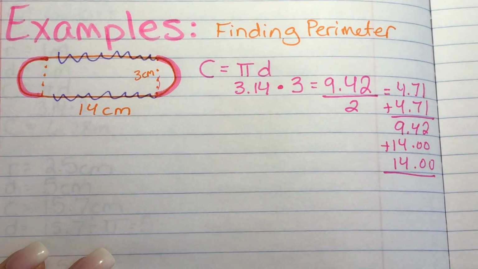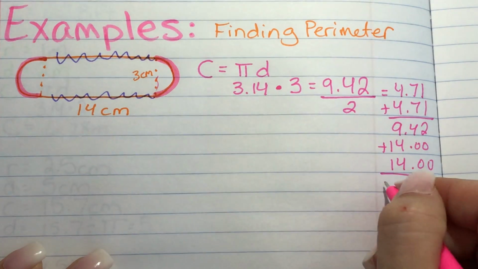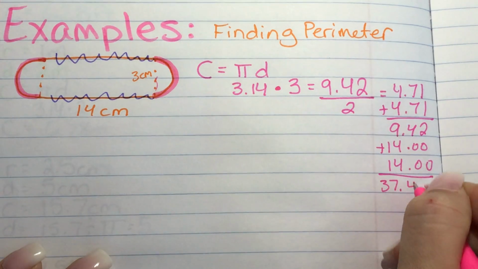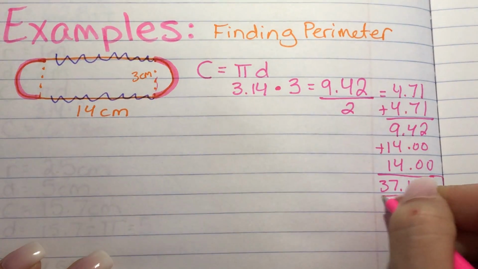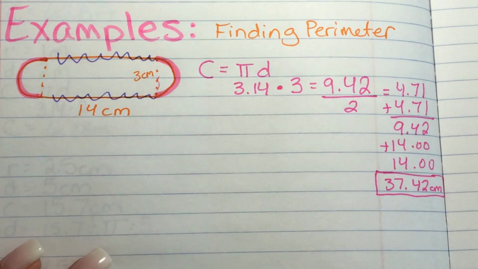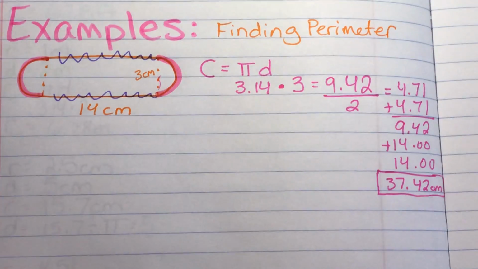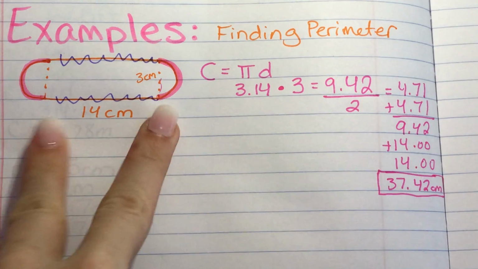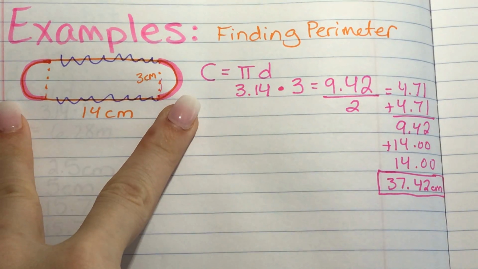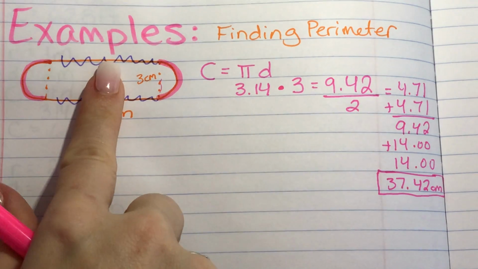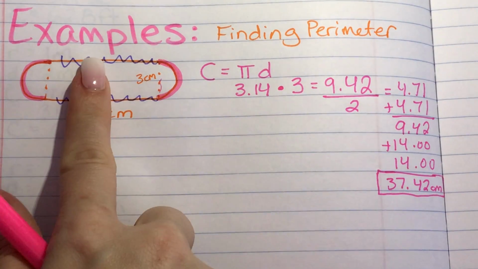Y'all guessing. Check it. 37.42 centimeters. That's confusing. All they did was take a circle, split it in half, but nothing was lost. And then we have a rectangle in the middle.